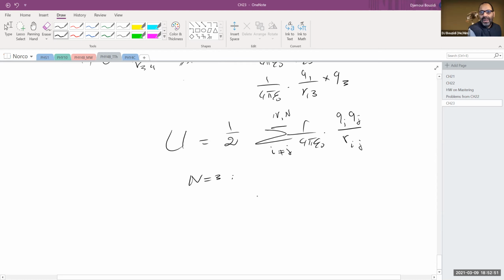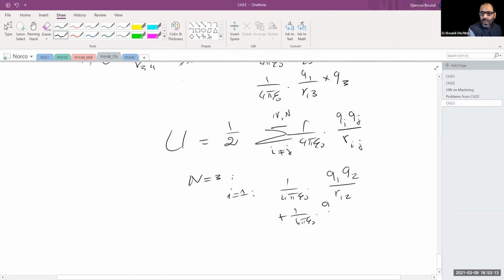Here is the situation. I'm going to say I'm summing from i equals 1 first. So I cannot have j equal to 1. The first term is going to be 1/4πε0 times q1 for the charge 1 times q2 divided by R12, plus 1/4πε0 times q1, again i is 1 and j cannot be equal to 1, times q3 divided by R13. So we're done with i equals 1.